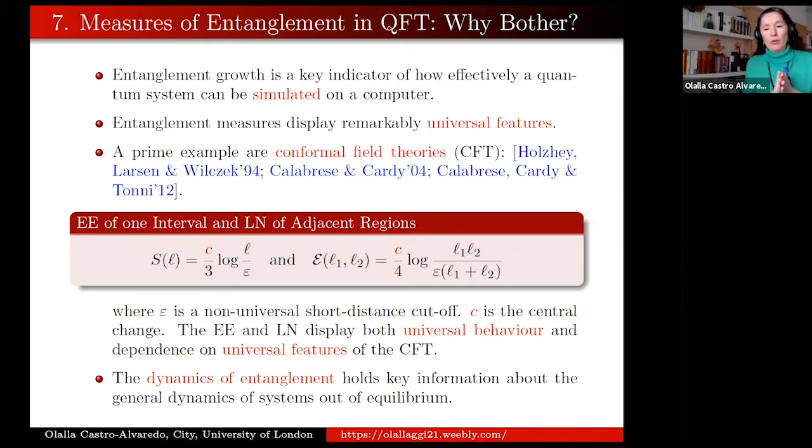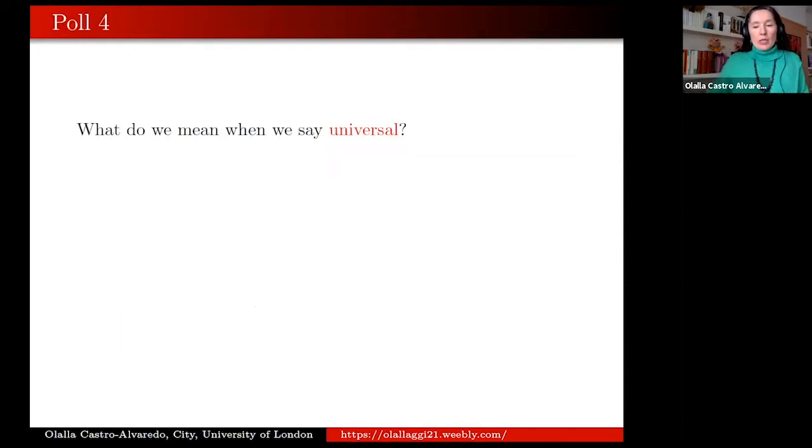And it turns out that if you have a system out of equilibrium that is evolving in time, the way the entanglement evolves in time can tell us a lot about what's happening in that system out of equilibrium. So again, it encapsulates some quite universal fundamental properties about the system. So since this word universal is very popular in this context, I would like to ask you to think a little bit more about what it means when we say something is universal, because actually very often we mean different things by the same word.